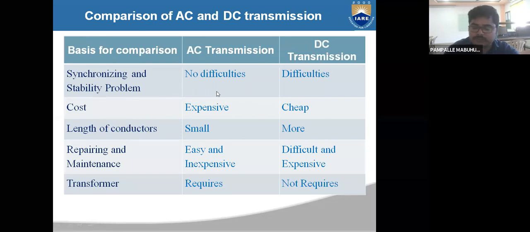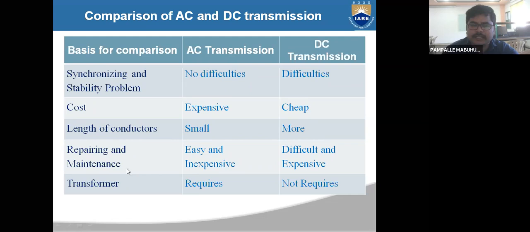So if you want to transfer power from one location to another, which is a very long distance, then AC is expensive. For smaller distances, AC is economical when compared to DC, but for larger distances, AC is expensive when compared to DC. The length of conductors required will be small in case of AC, and it will be more in DC.